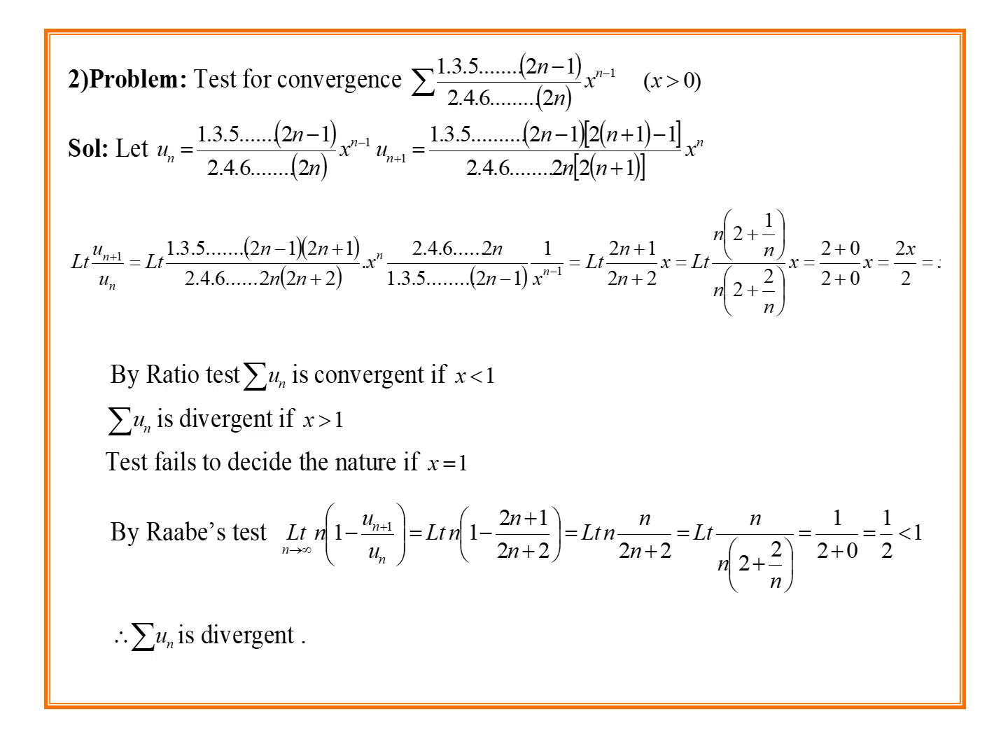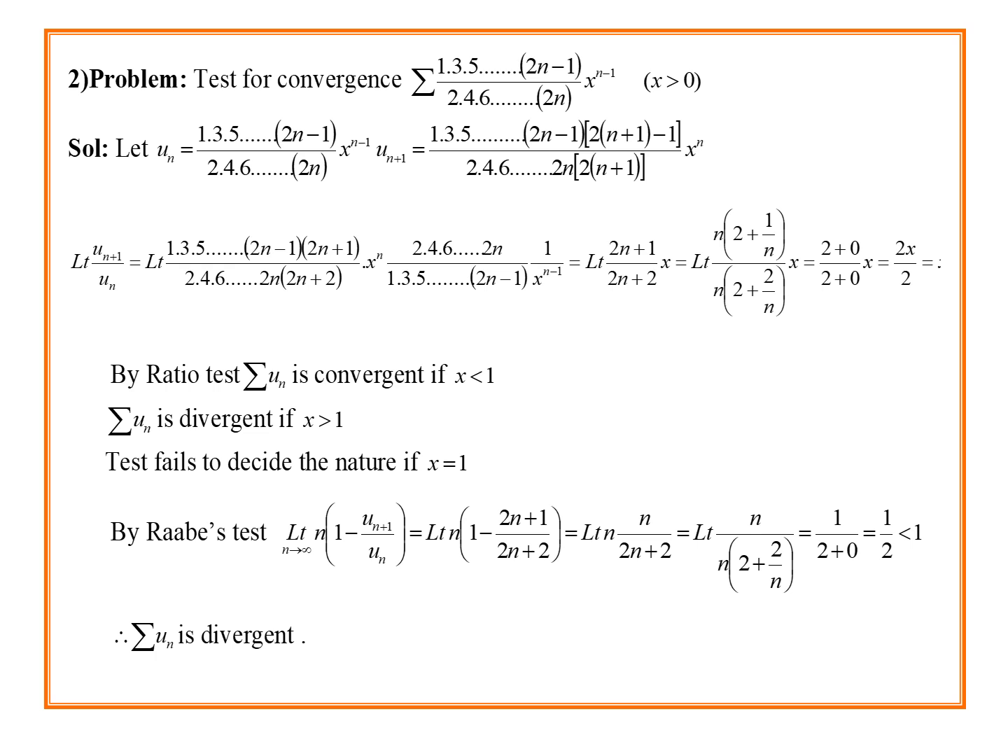That is equal to limit of, in the numerator n taking common, 2 plus 1 by n, by the denominator n taking common 2 plus 2 by n. So n in the numerator and denominator get cancelled, and also limit 1 by n value is 0. Substituting here, we'll get 2 plus 0 by 2 plus 0 into x, that is equal to 2x by 2, that is equal to x. So by the ratio test, sigma un is convergent if x less than 1, sigma un is divergent if x greater than 1. In case x equal to 1, our test is failed.